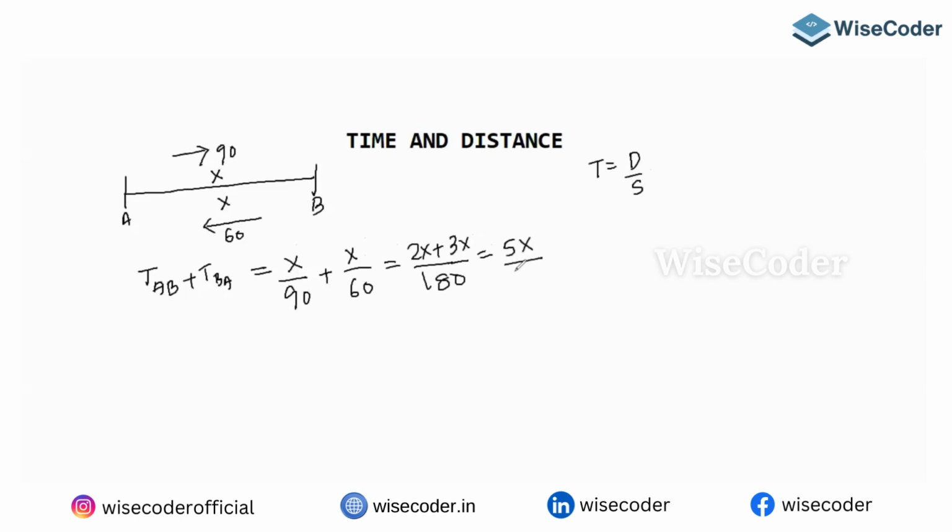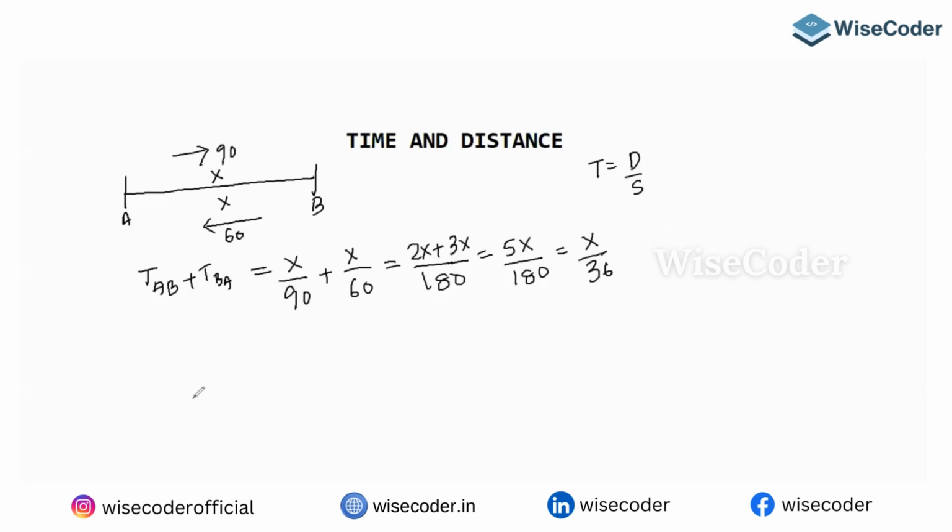5x by 180. Okay, so if you cancel that, 5 how many times? 30. 5 threes are 15 and 6. Okay, x by 36 you will get.